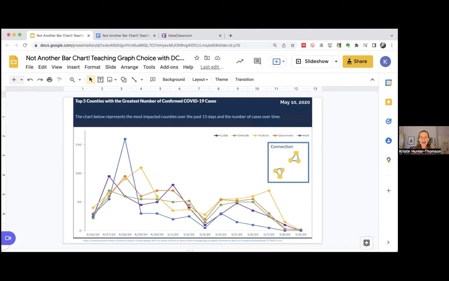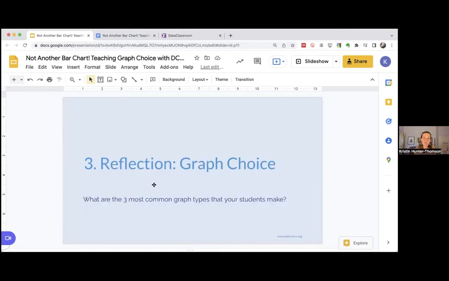This is why I think graph choice is a really important precursor skill, or an entry-level skill, if we are expecting analysis and interpretation on the back end when our students are working with data. Okay, that was a lot of me talking, so time for you to reflect again. What are the 3 most common graph types your students make? Post it in the chat.